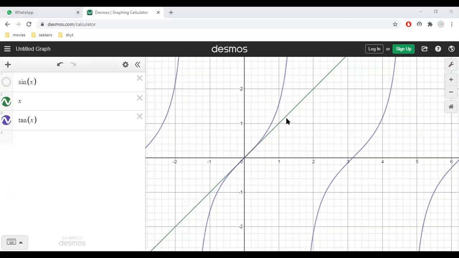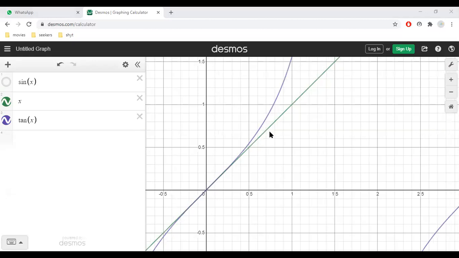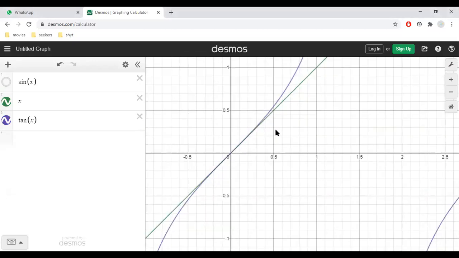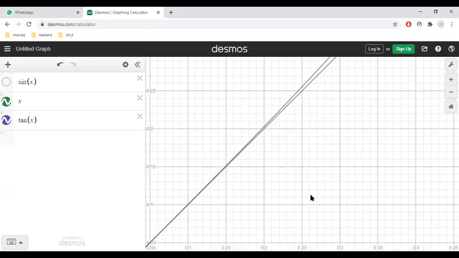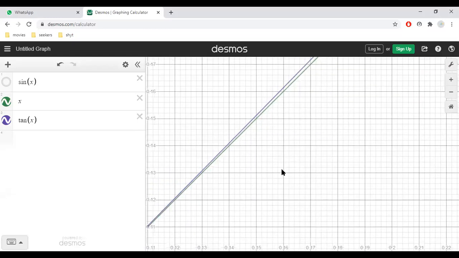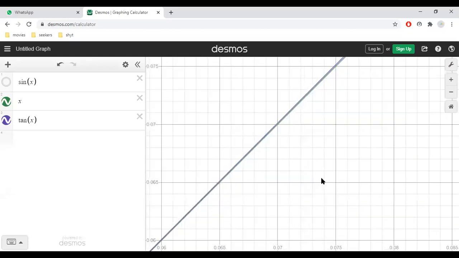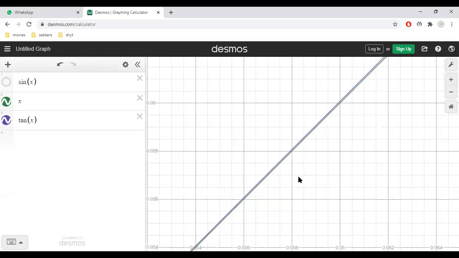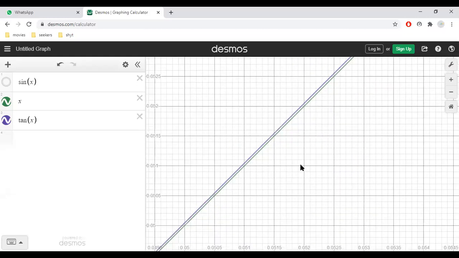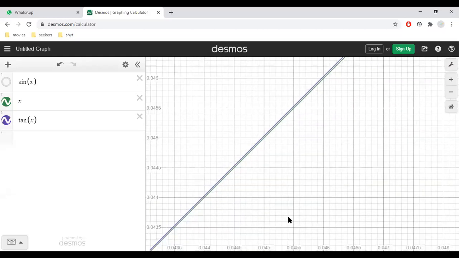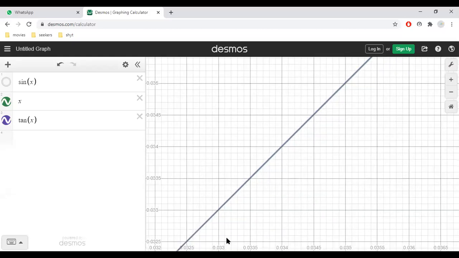But if I keep on zooming, remember, the blue one is tan x and x is green. Right now we can see both converging, both are almost the same. But if I keep on zooming, always the blue one will lie above the green one. Even by the smallest amount, the blue one is always above the green one. So I hope this has made things clear.